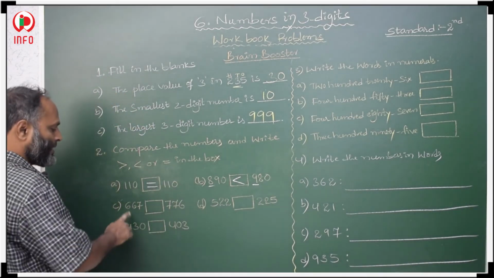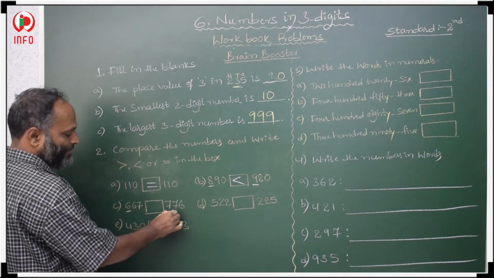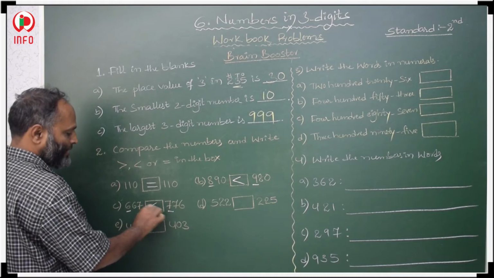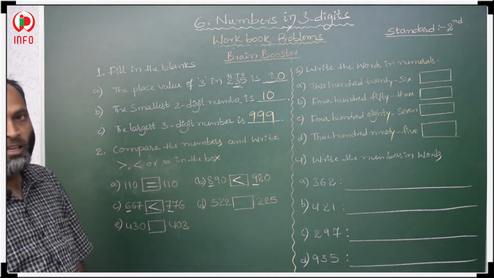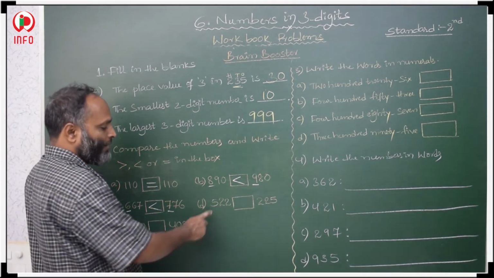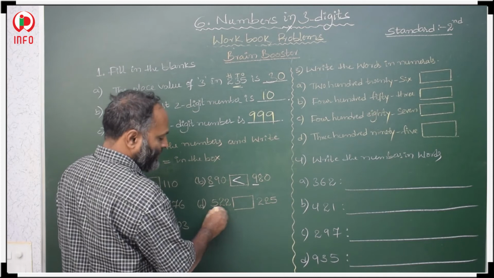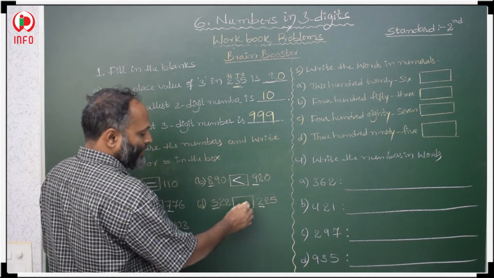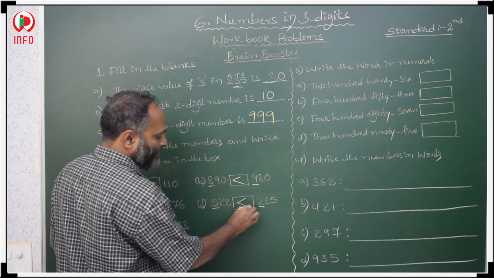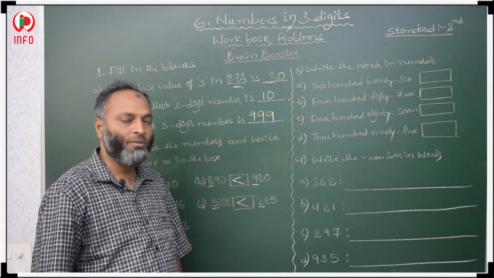Here 667, 776. In the hundreds place 6, in the hundreds place 7. 6 is smaller, 667 is less than 776. Now 522 and 225. Here 5 is there, here 2 is there. So which one is the least? 5 is more, so 522 is greater than 225.